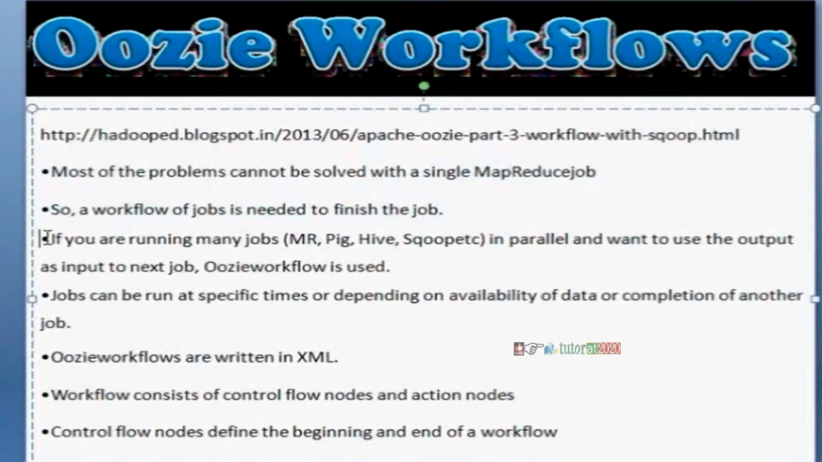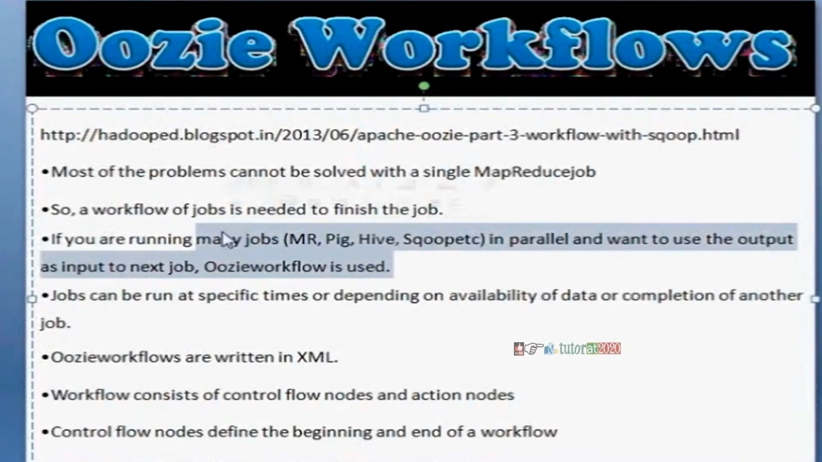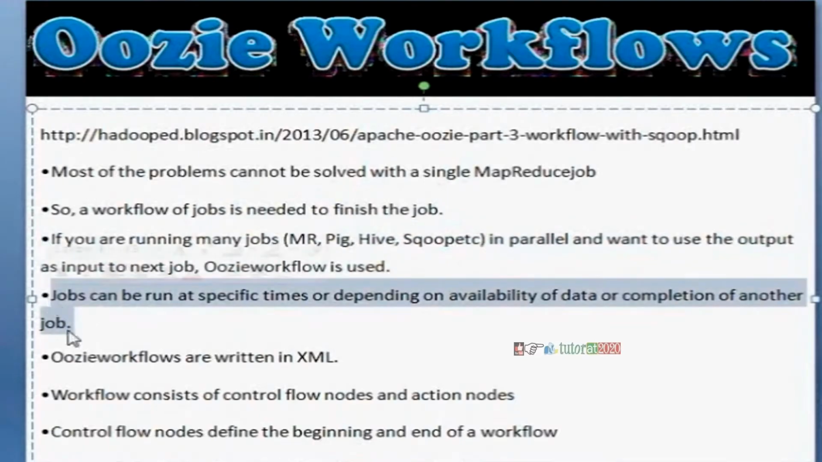If I am running jobs, maybe a MapReduce job, Pig job, Hive job, Sqoop job, I may want to run those jobs in parallel, or else when one job is completed, I want to run the next job. Those types of workflows we write using Oozie. And the next point: if I want to run a job at a specific time, by using Oozie you can write the code, and then those jobs run according to the specific time.